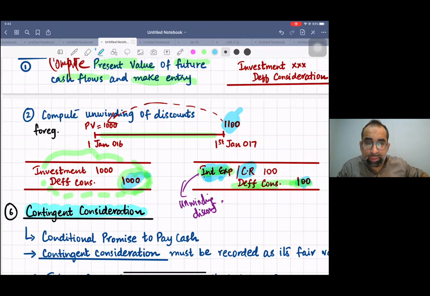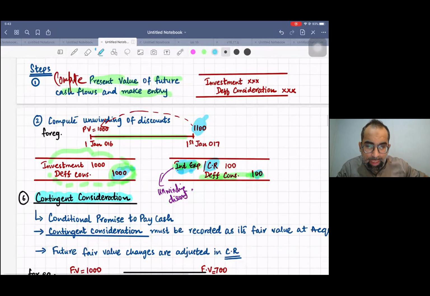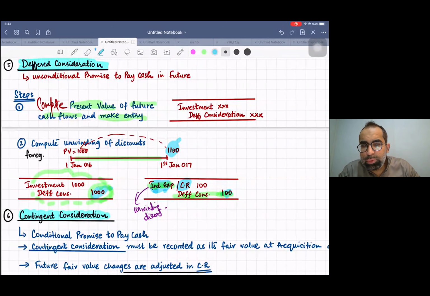For deferred consideration. And today in the past paper we'll also do this topic. So don't forget. And this investment 1000 will be part of your COI, cost of investment. Okay. Now one more thing, very interesting thing.